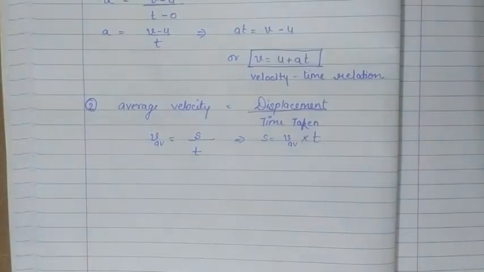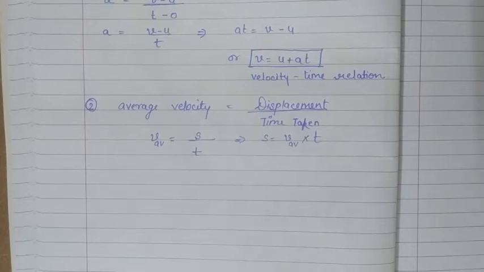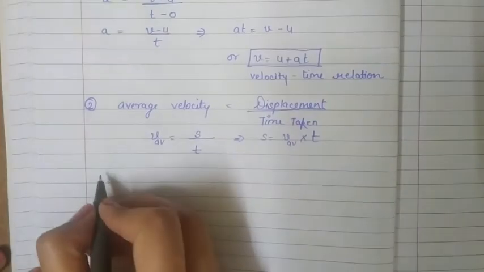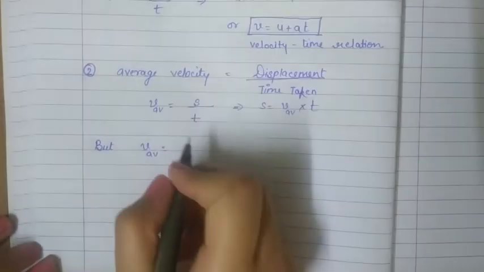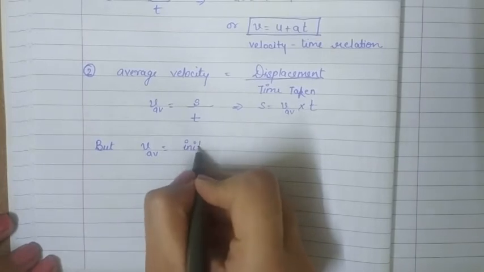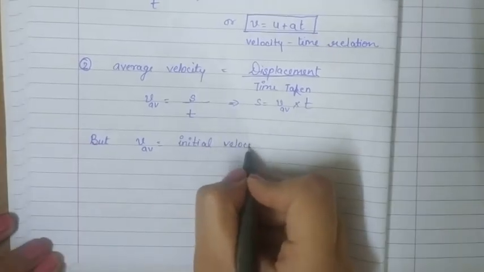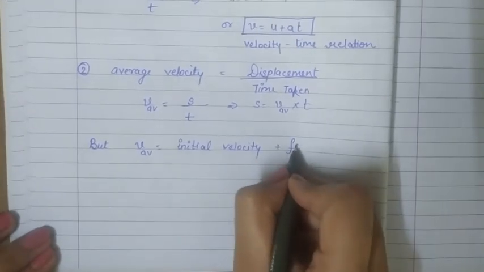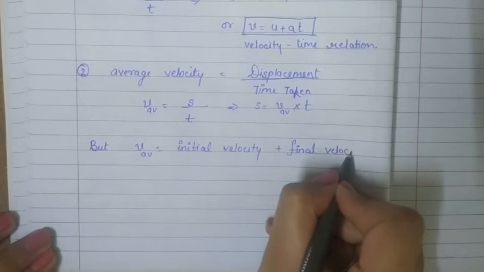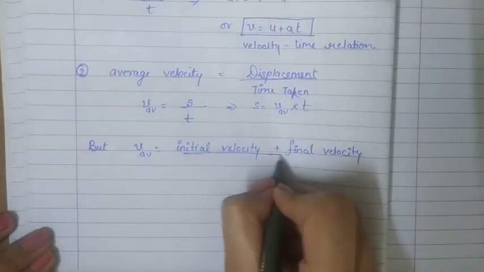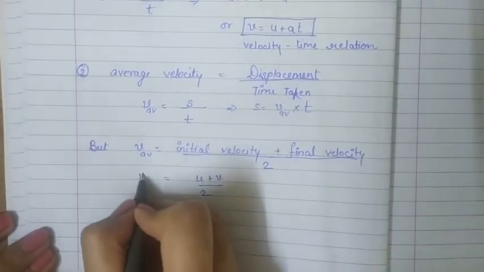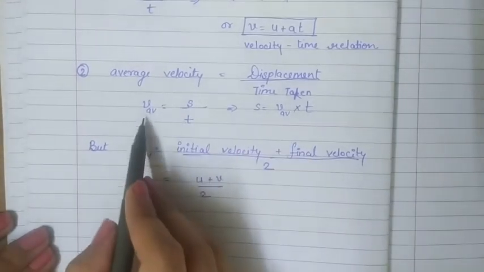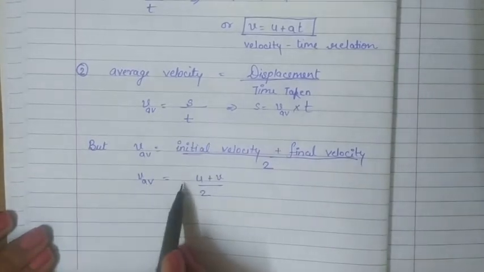Now if we talk about V average or the average velocity, we can also find it by taking the average of initial and final velocity. So we can also write V average as the average of initial and final velocity. So it will be initial velocity plus final velocity upon 2. So initial velocity is u, final velocity is v, and this is 2. This is V average. Now we have two values for V average. V average is equal to S upon t and V average is equal to u plus v upon 2.